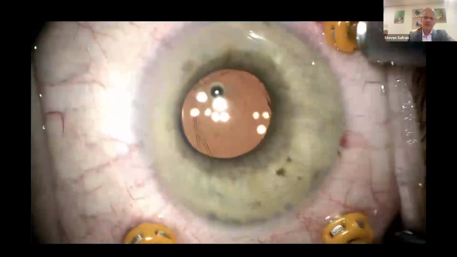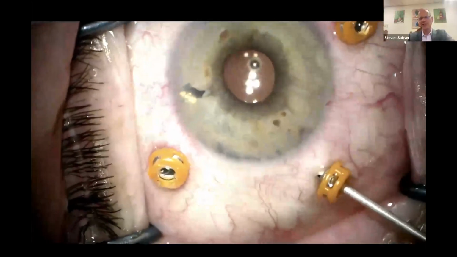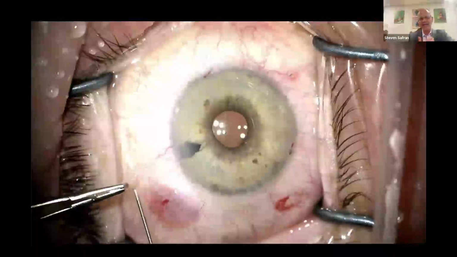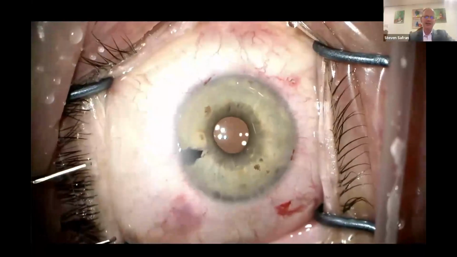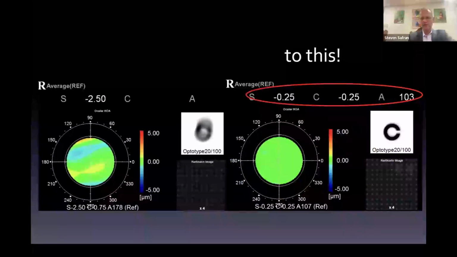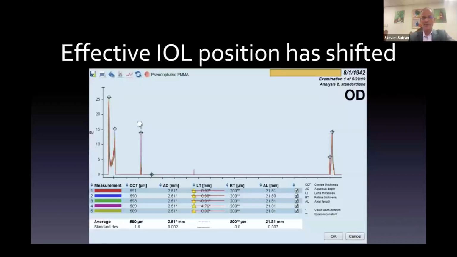Once the vitrectomy is completed, I'm going to bring down the pupil, put the infusion in the anterior chamber, and now from behind, I'm going to eat right through the posterior capsule and take a piece of the iris and create a unicameral eye. Well, the refraction changes from this to this. Patient notices a marked improvement in clarity, and you can see that in the optotype images. There's a reduction in higher order aberrations.